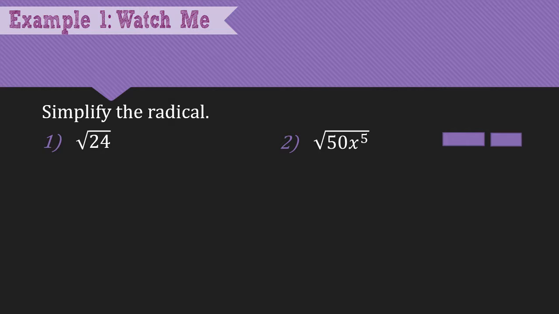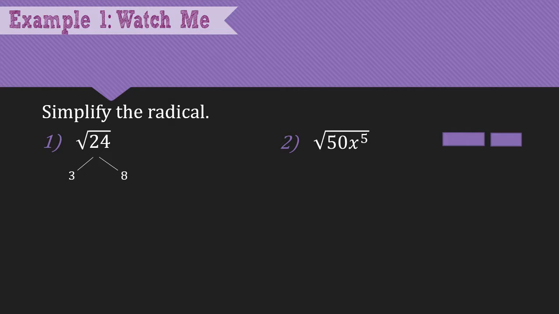So we're going to do a couple of examples. In the first example, we have the square root of 24. So in that first step, we want to factor that number. We want to find two factors of 24. So what multiplies together to give me 24? And I chose 3 and 8. You might have chosen 2 and 12. You might have chosen 4 and 6. Any of those would work.